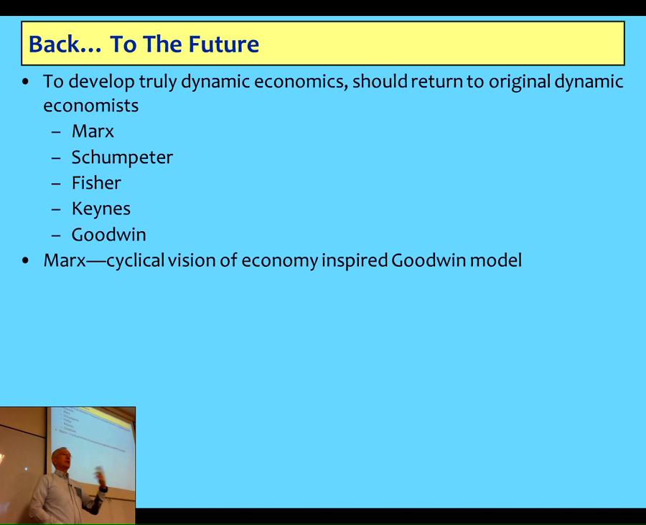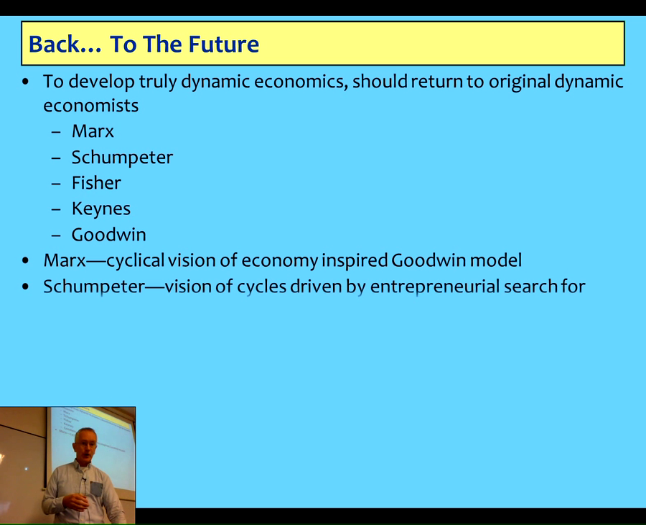So I'm going to go through each of them now, a bit of a summary, and I'm going to hit you with the heavy duty tomorrow. Let's see what I've got as an overview. So Marx, his cyclical vision of the economy actually is what inspired Goodwin's model. Most people aren't aware of that. I'll show you that later. Schumpeter's vision was of an economy permanently in cycles, driven by entrepreneurs searching for profit.